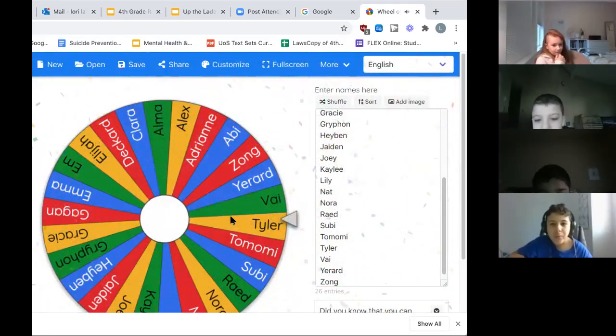What makes a good partner? Yeah, what makes a good partner? When you have a partner and you're working on your writing, what makes a good partner? Someone who will give advice and help and compliment about your story.